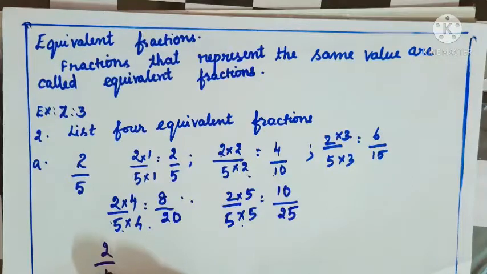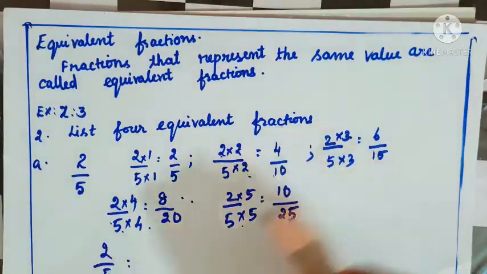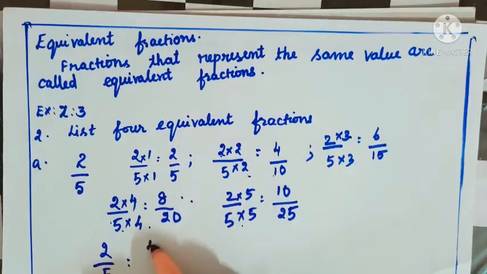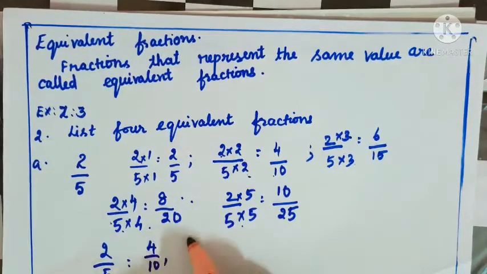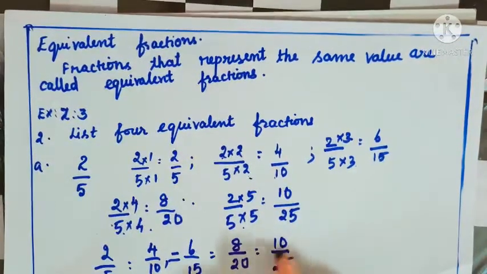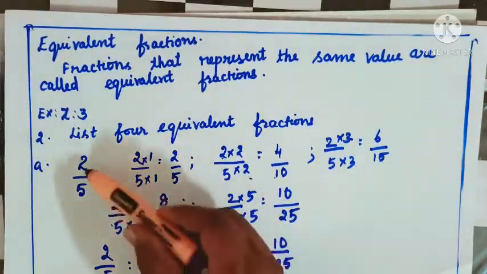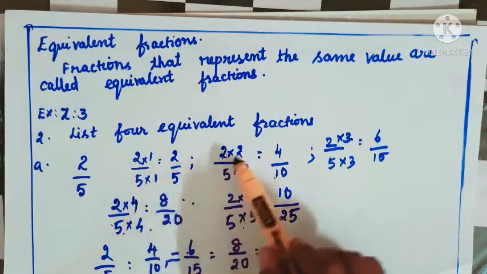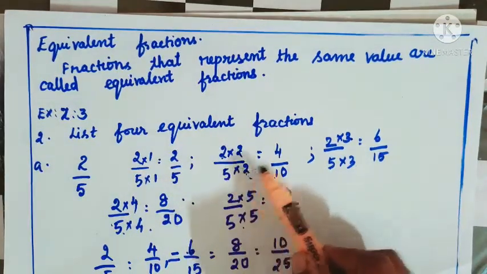So 2 by 5, the equivalent fractions are 4 by 10, 6 by 15, that is equal to 8 by 20, that is equal to 10 by 25. So I got 4 equivalent fractions for 2 by 5. Understand? Is it clear?